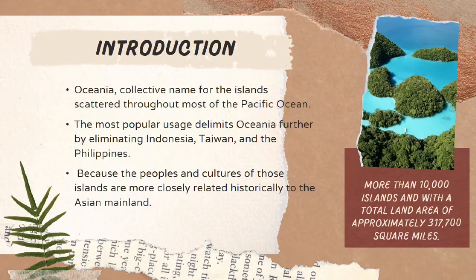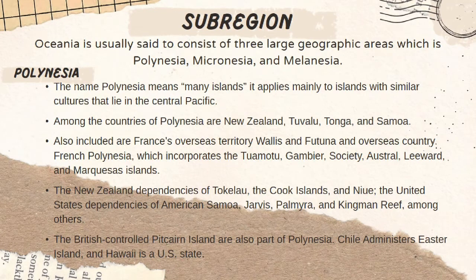Oceania is the collective name for the islands scattered throughout most of the Pacific Ocean. The most popular usage delimits Oceania further by eliminating Indonesia, Taiwan and the Philippines, because the peoples and cultures of those islands are more closely related historically to the Asian mainland. Oceania has more than 10,000 islands with a total land area of approximately 317,700 square miles.